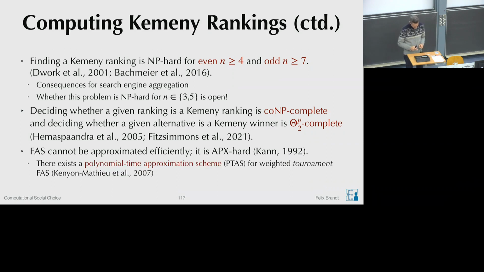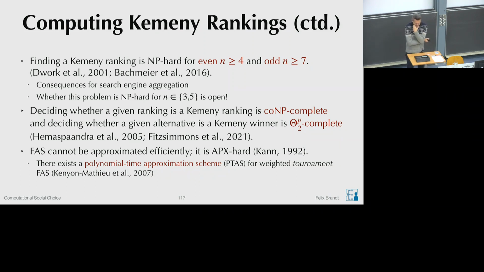And another thing is that if you look at weighted tournament feedback arc set. So again, tournaments restrict the instances. Then interestingly, there has been relatively recently a proof that shows that there's a polynomial time approximation scheme. So within the subset of tournaments, computing Kemeny rankings can be approximated in polynomial time. Unfortunately, I think this particular PTAS that is being given here is doubly exponential in 1 over epsilon, which is the distance that you want to have from a Kemeny ranking, so it's not really practical. But that's a different issue.